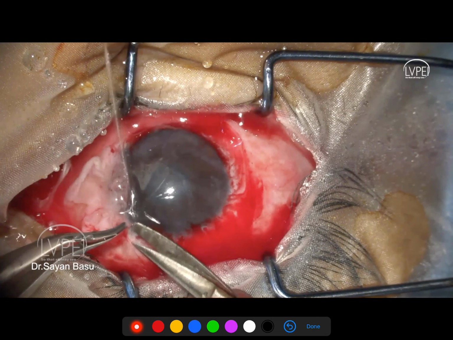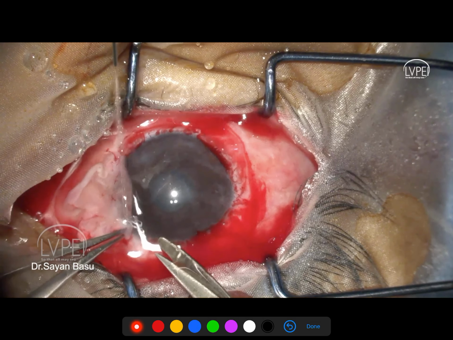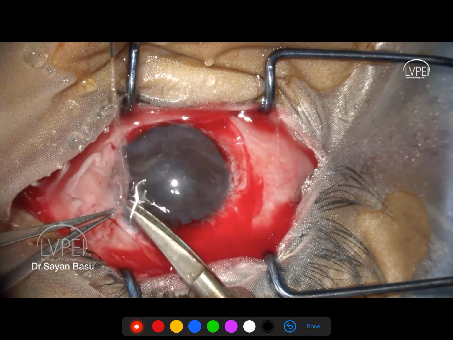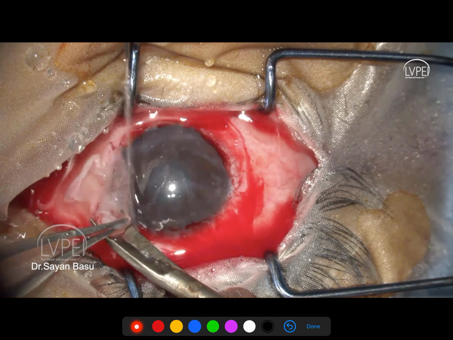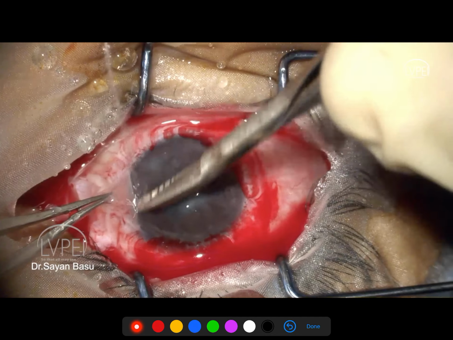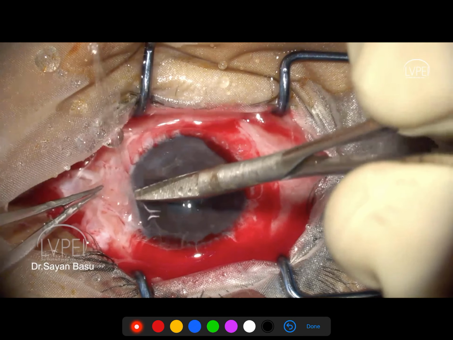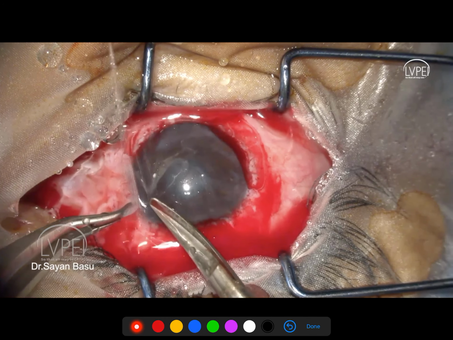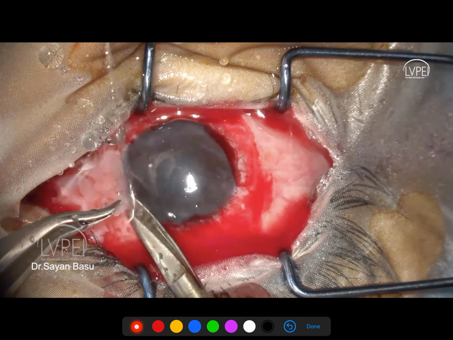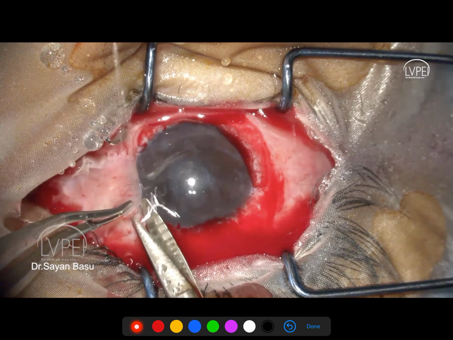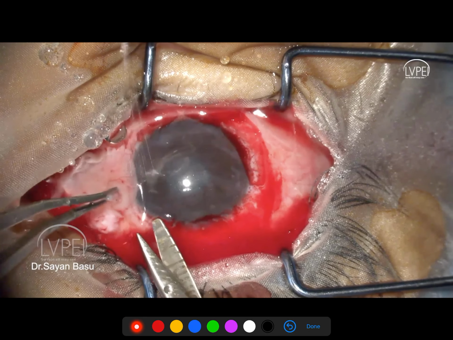And like I said here, as I'm releasing the pannus from the limbus, there is bleeding that is occurring from the surface, and if there is too much bleeding, you can stop at this point and cauterize the vessels to improve your visualization before you complete the dissection.